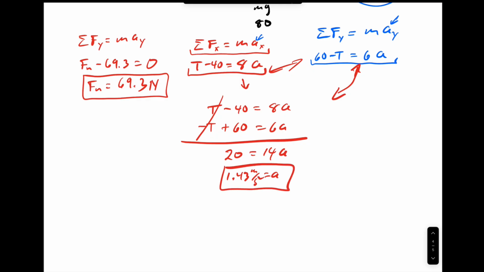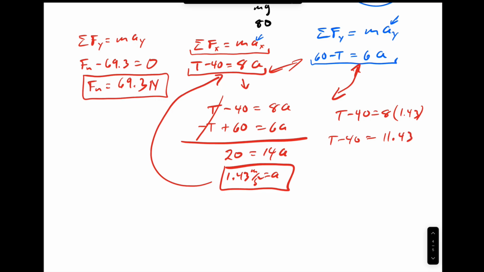So I've solved for a. Now I can take a and plug it back into this equation, and solve for T. So I'll do that over here. T minus 40 is equal to 8 times 1.43. And that means that T minus 40 is going to be equal to 11.43. Then I add 40 to both sides and I get the tension is equal to 51.43 newtons.